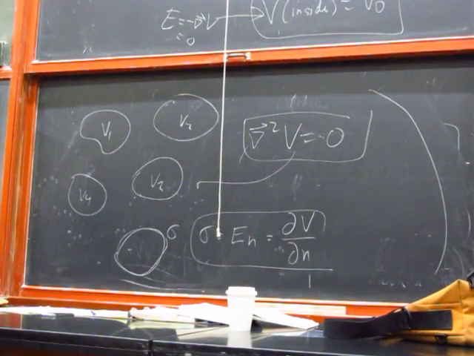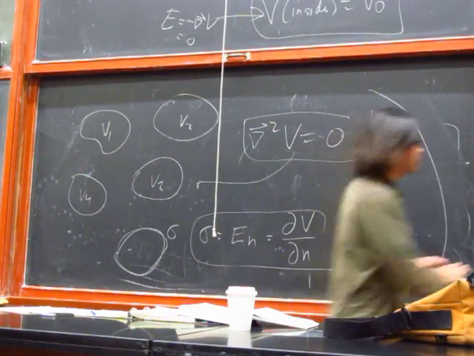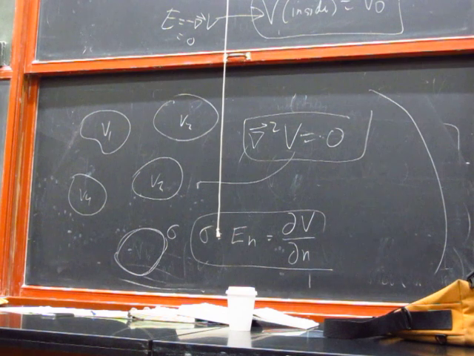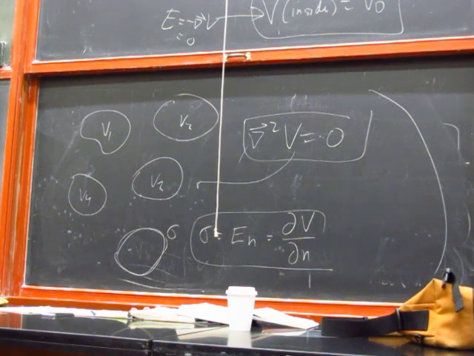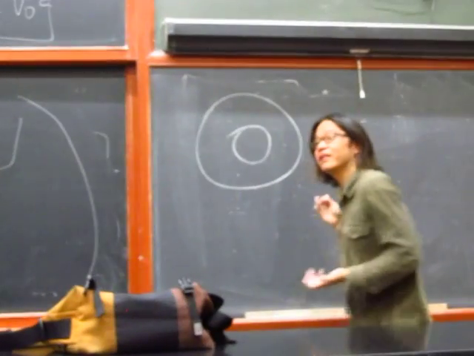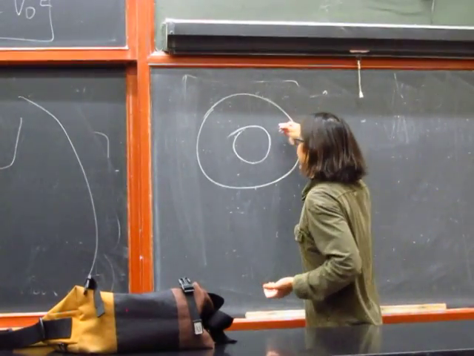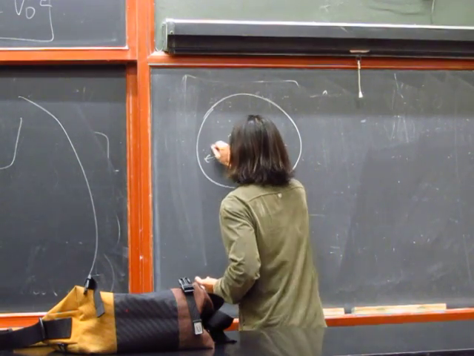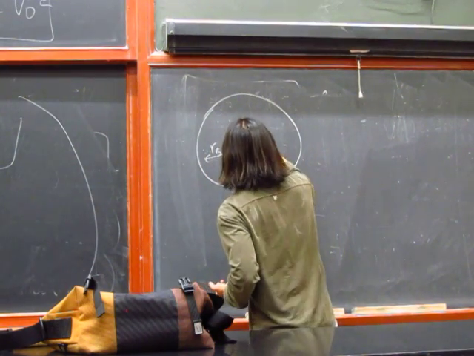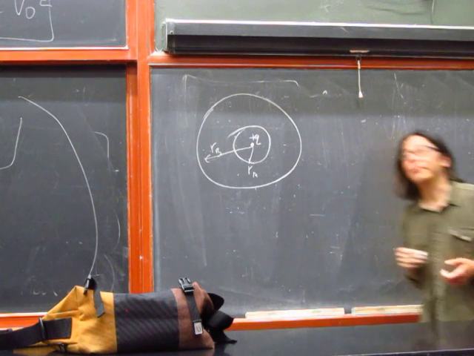Okay, so let's look at a few examples of conductors. This spherical shell of perfect conductor, we just do this one only. If I put plus Q in the middle, what happens?